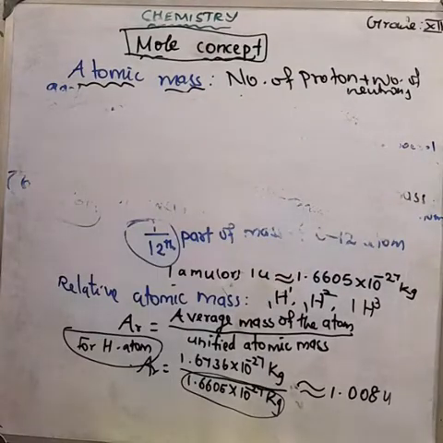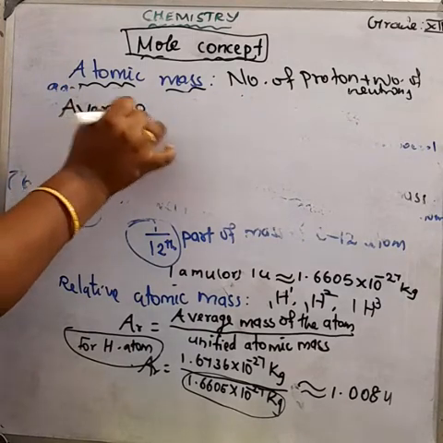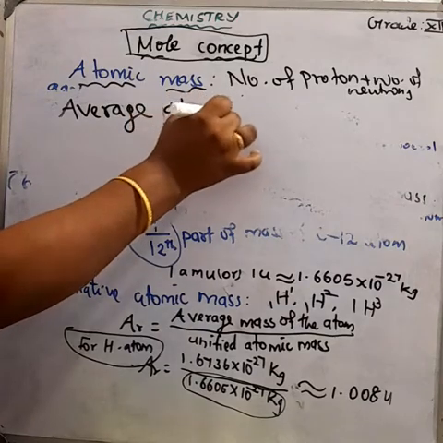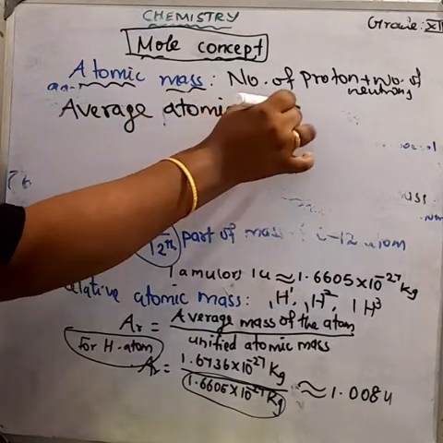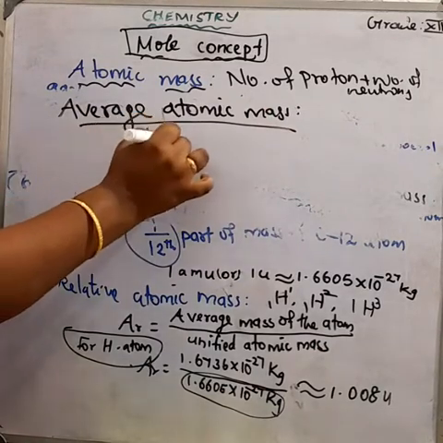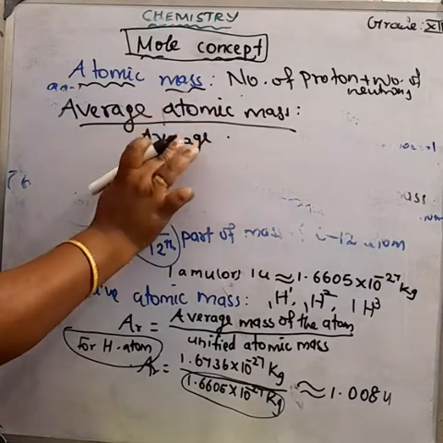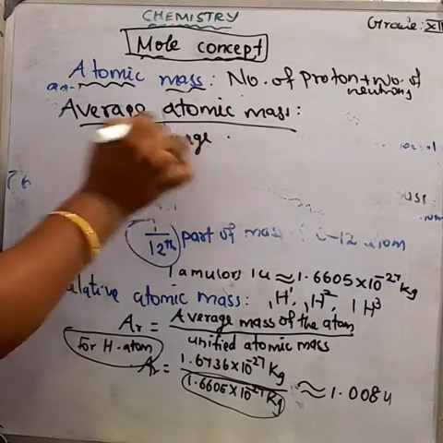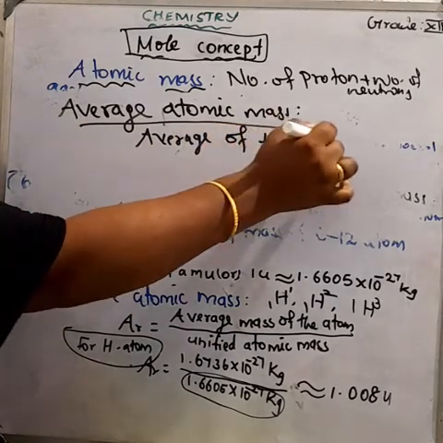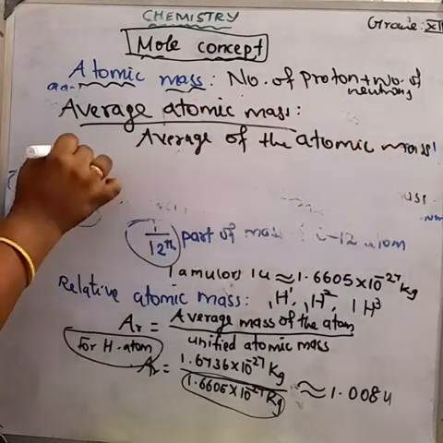Average means the percentage average, the average of the masses of all atoms in their naturally occurring isotopes. Okay, average atomic mass. What do you mean by average atomic mass? The average atomic mass means the weighted average, the average of the atomic masses of all atoms in their naturally occurring isotopes.